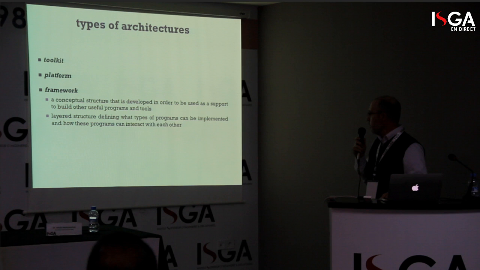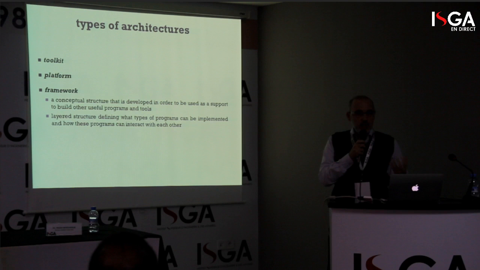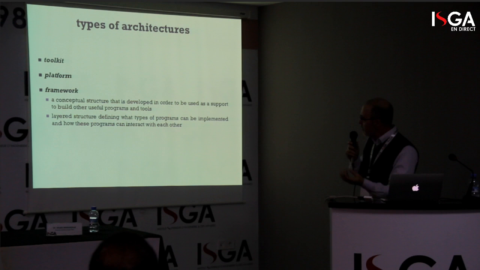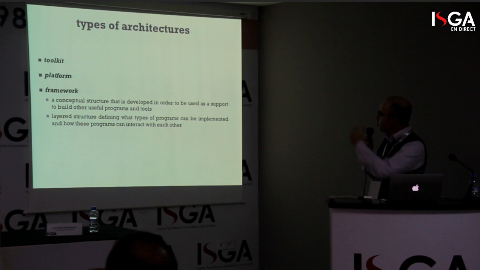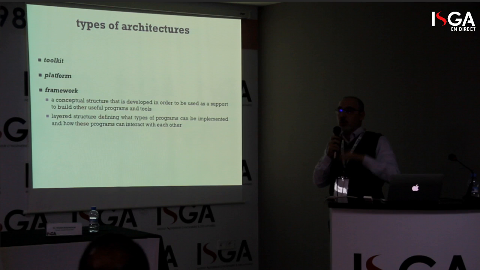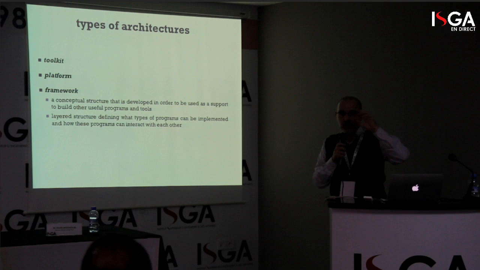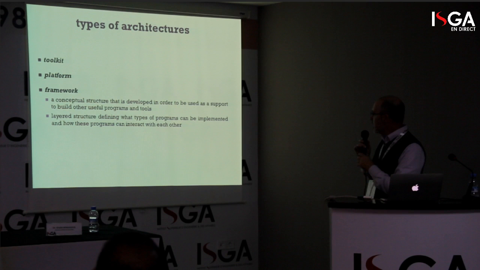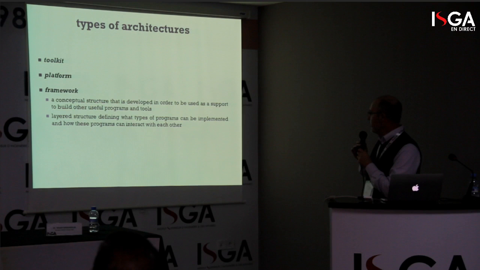Of course, you have to differentiate. Now I'm talking about the software engineering scope: we have to differentiate between what is a toolkit, what is a platform, and what is really a framework. Of course, all of them are of different levels. A toolkit contains many processes, but it's one box, and you have one entry point, one ending point, without the possibility to go inside and extract what you need. However, a framework is a conceptual structure that is developed in order to be used as a support to build other programs. It is also a layered structure, okay?